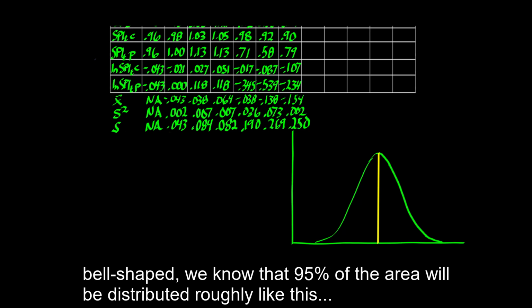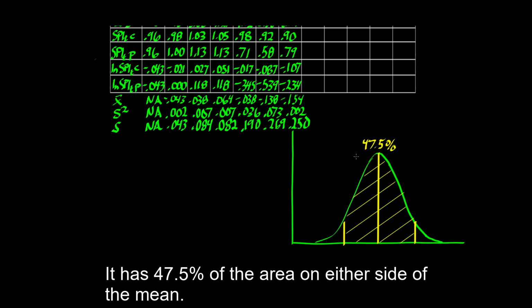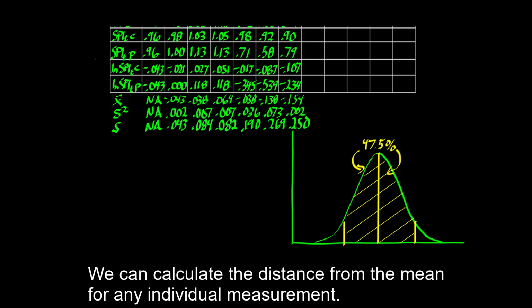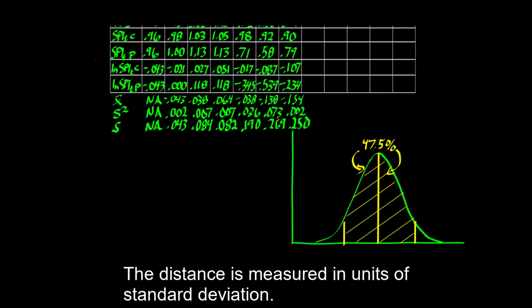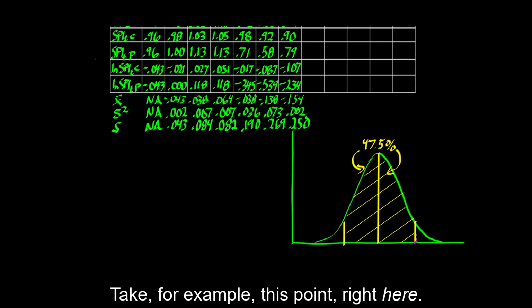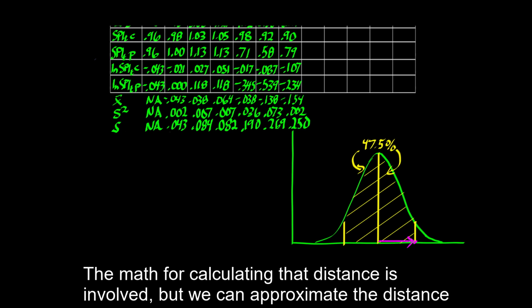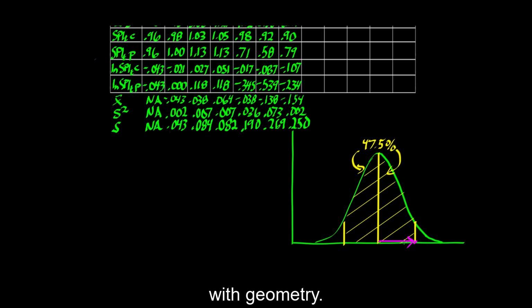Because it's bell-shaped, we know that 95% of the area will be distributed roughly like this. It has 47.5% of the area on either side of the mean. We can calculate the distance from the mean for any individual measurement. The distance is measured in units of standard deviation. Take, for example, this point right here. The math for calculating that distance is involved, but we can approximate the distance with geometry.